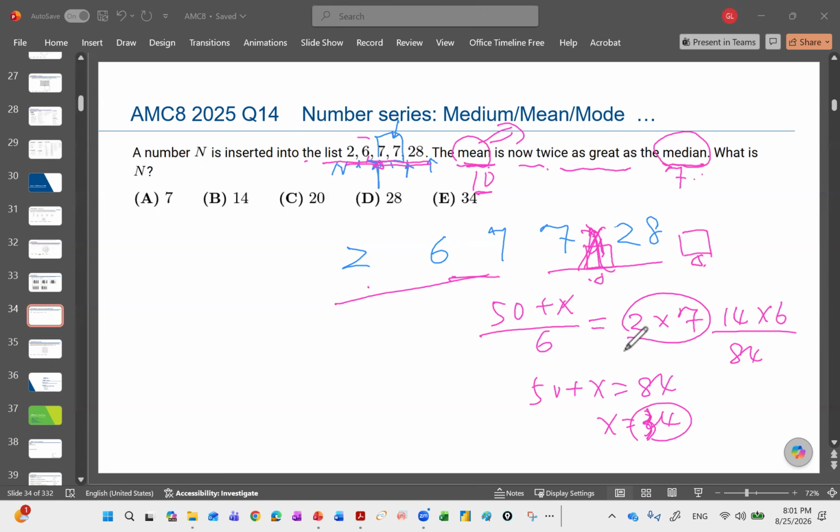Sorry. So 34 does not meet this condition here. Cannot be here. 34 should be put right here, right? Okay, so 34 makes sense. If you put 34 there, it works. So the answer is 34. What do you guys answer?